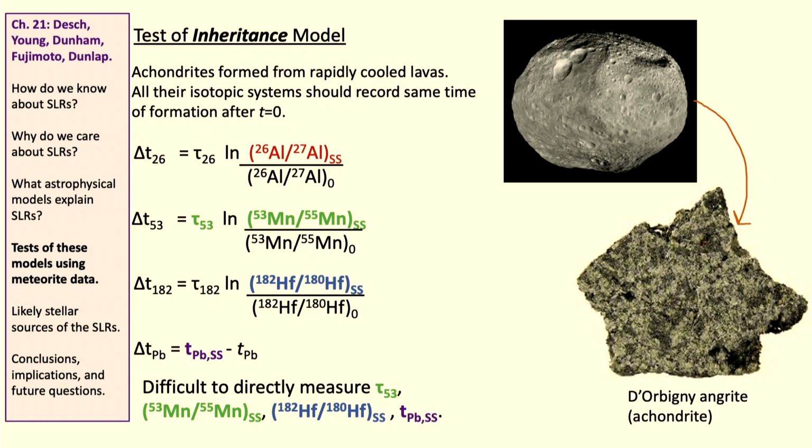But you can do the same thing for manganese-53 and hafnium-182. And you can compare these ages also to each other, but also to the lead-lead age, because you can measure lead isotopes in this as well. One obstacle to this is that these colored quantities here, these 4, are difficult to measure directly. We don't really know from measuring CAIs what the abundance of manganese-53 or hafnium-182 was. And as well, it's hard to measure the lead-lead age of CAIs. But if you knew those, then you could figure it out.